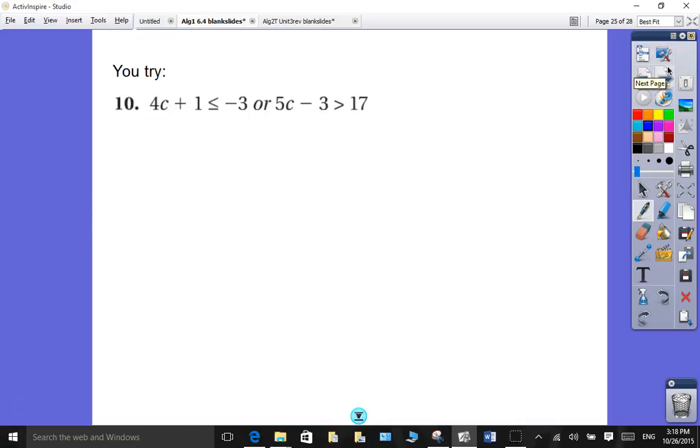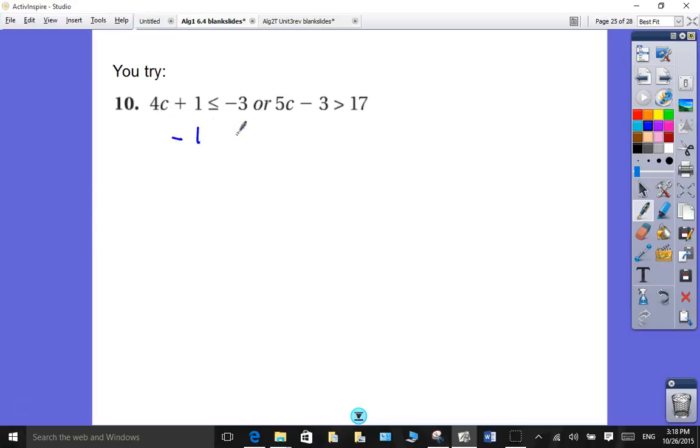Okay, now here's your you try. If you want to hit pause now, go ahead. This is one problem, right? It's two different inequalities, but it's one problem because they are connected with the word or. Okay, go ahead and pause.